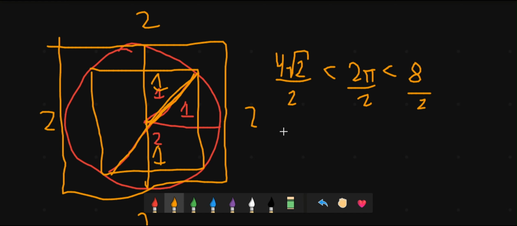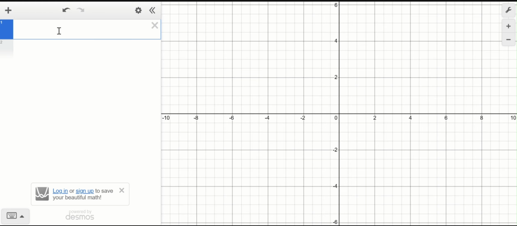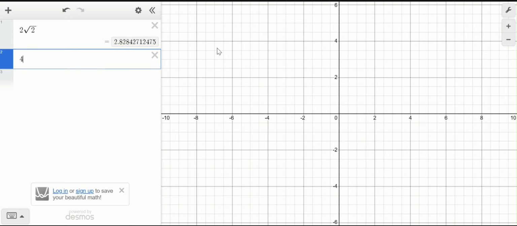And so we get 2 root 2 is less than pi is less than 4. So what have we found once again? 2 root 2 and 4.